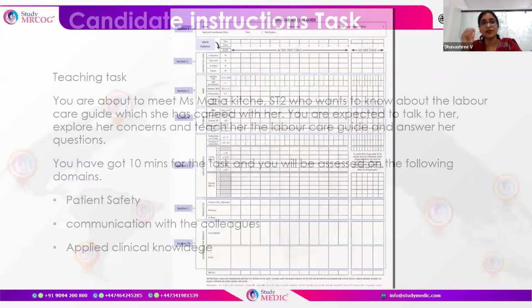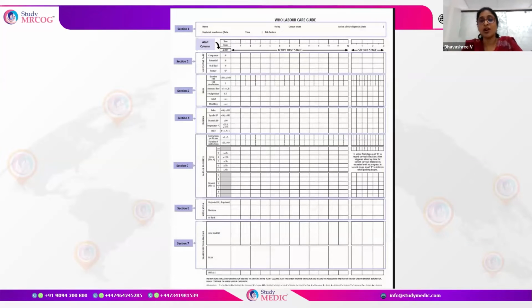This is the labor care guide which has recently been brought in. It is for all pregnant women anywhere across the world. This is a labor care guide which we should be using for all pregnant women who are going through labor. It is for monitoring of the labor, and this especially helps us in picking up and identifying the problems and complications that arise. Every level of labor care should be using this. It is not that only the tertiary care center should be using it, it can be used at any level possible. Am I clear so far, dear?